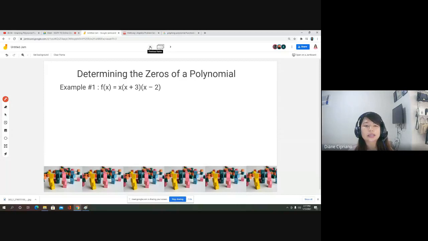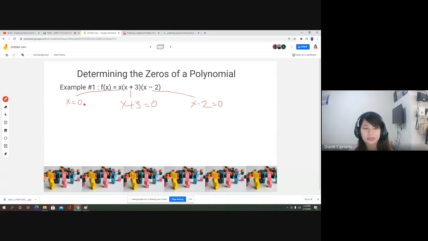Next. On this slide, we will determine the zeros of polynomials. As easy as, all you need to do is just equate each term into 0 to get the zeros of the polynomial. So here, we have x. Ay, ano ba yung term na meron siya? We have x. What is the other term? We have x plus 3. What is the other term? We have x minus 2. So to get the zeros, you need to equate all of that into 0. Okay? And then get the value of x.